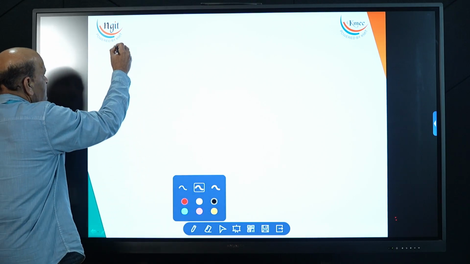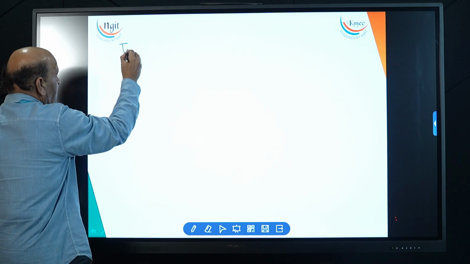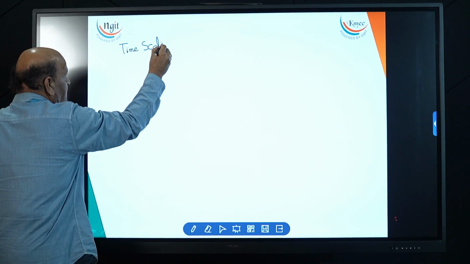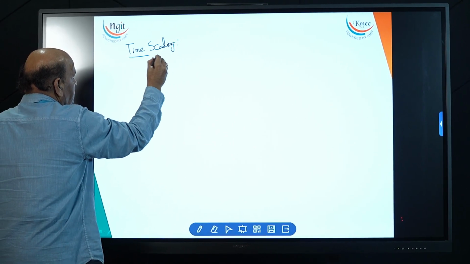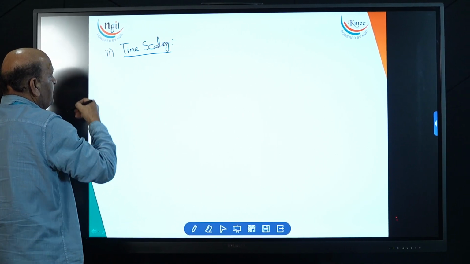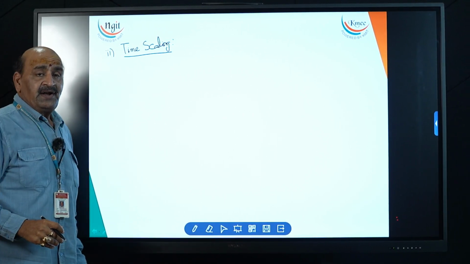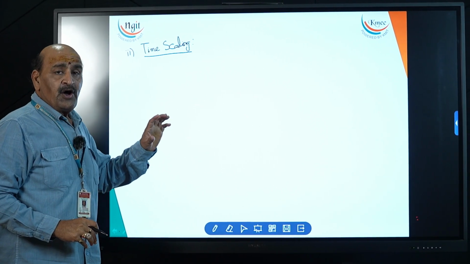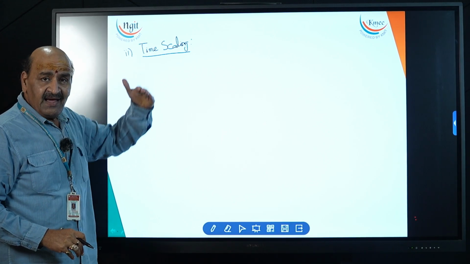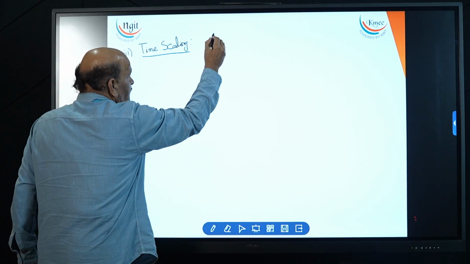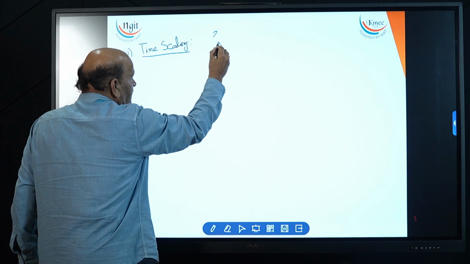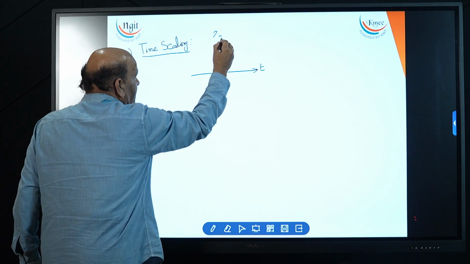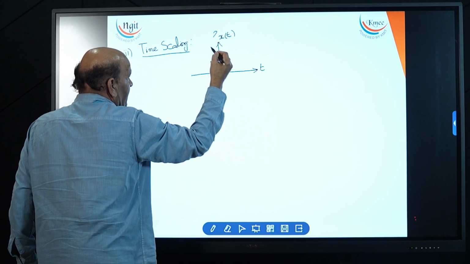Now, the concept is time scaling. This is the second concept. What do you mean by time scaling? Time scaling operation is always along the vertical axis. We know that this is the time axis or the parallel axis, and this is the vertical axis or dependent axis.